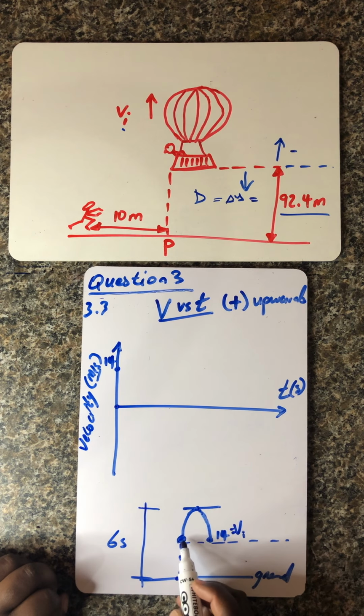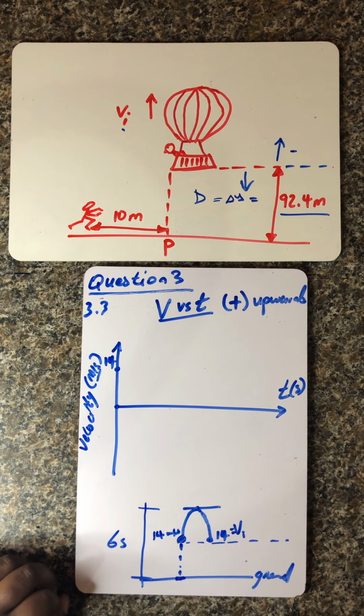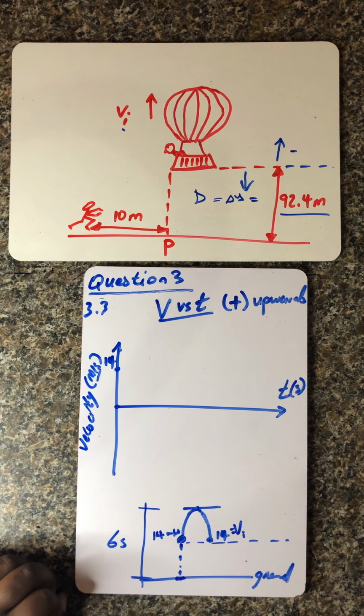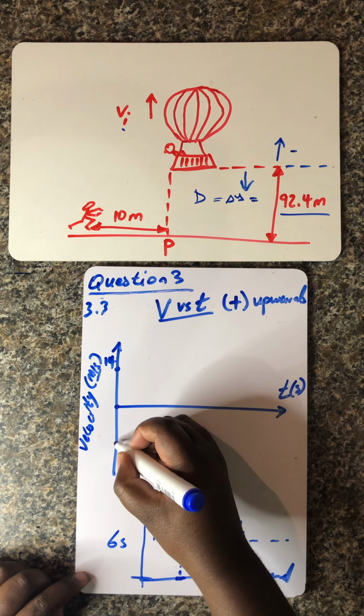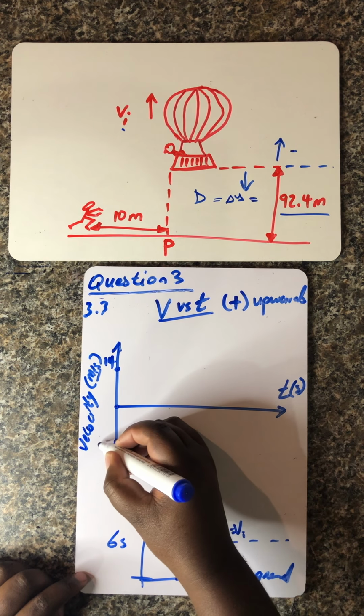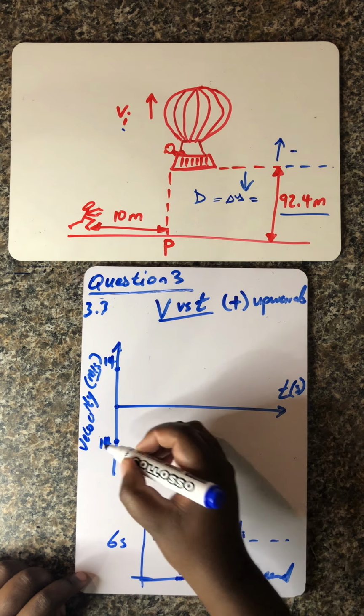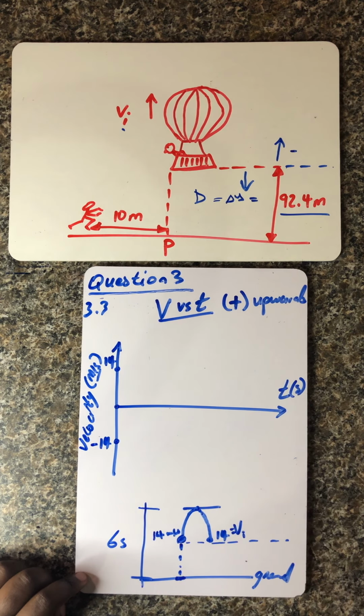As it comes down, when it gets to that level, its velocity will still be 14 meters per second, ladies and gentlemen. Then it starts to increase as it goes down. But we're not really interested in what its final velocity is when it hits the ground. So it's very much important for you to show that 14 meters per second on the negative side of that graph. Very, very much important, ladies and gentlemen.